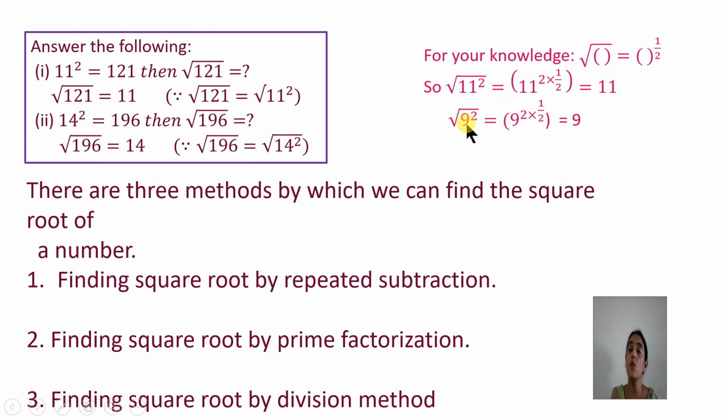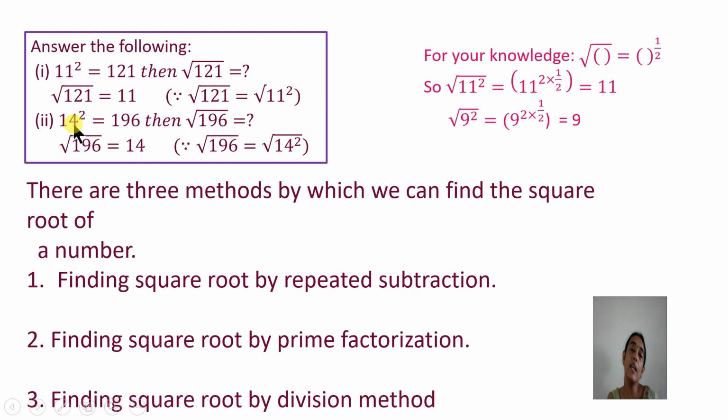Similarly, root of 9 square is equal to 9 raised to 2 into 1 upon 2 which is equal to 9. But we don't show this. We assume that everyone knows this and hence root of 121 is equal to 11. We straight away write it in this manner. See here, 11 square is 121, then root of 121 is equal to what? It is equal to 11 because root of 121 is equal to root of 11 square and that has the power 2. When you remove the square root sign, this 2 also gets removed.